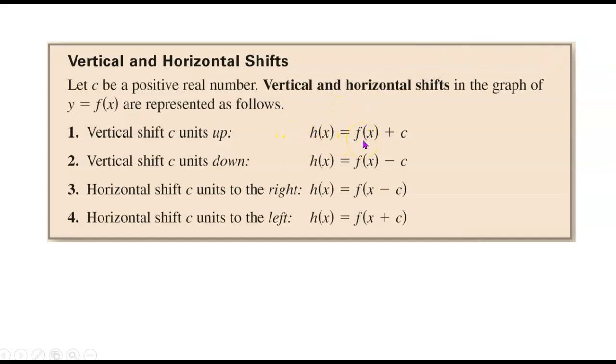If you take a function that you know what the graph looks like, and you keep that same formula, but then you add a number to the end, that shifts the graph up that many units. If you subtract a number on the end, that shifts down that many units. If you replace x in the formula for a function with x minus some number, then that shifts the graph that many units to the right. And if you replace x with x plus some number, that shifts the graph that many units to the left.